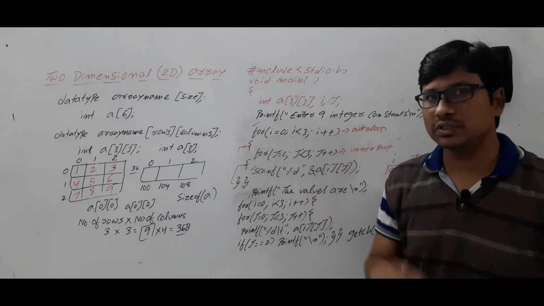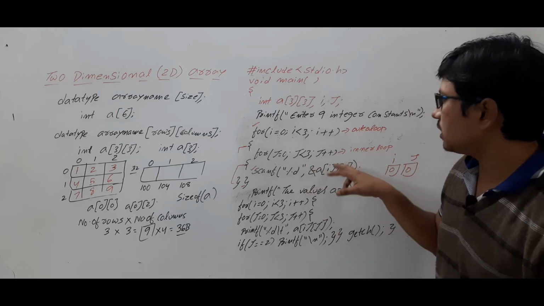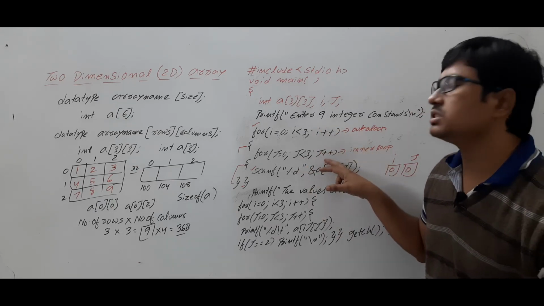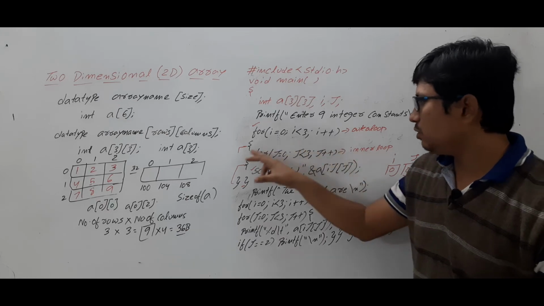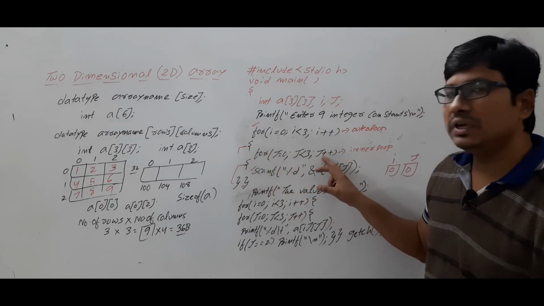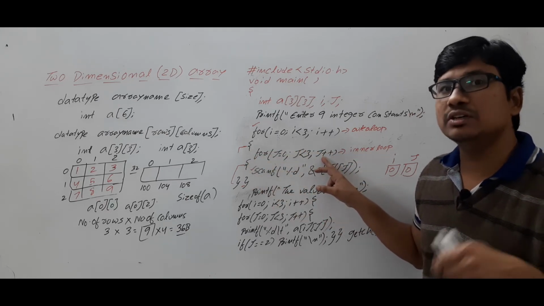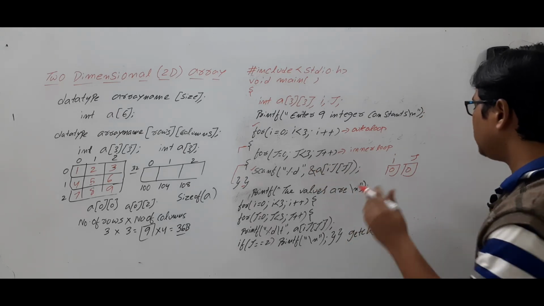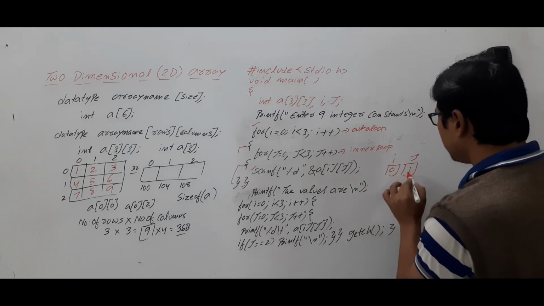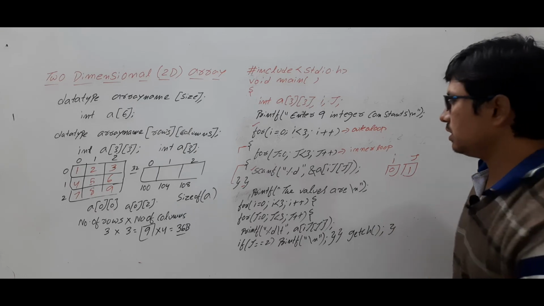Then now your question will be, after this one, will the i value be incremented or the j value be incremented? Still you are in the inner loop, so you will increment the j value. Okay, so j value will be incremented to 1. Still the i value is 0 only.